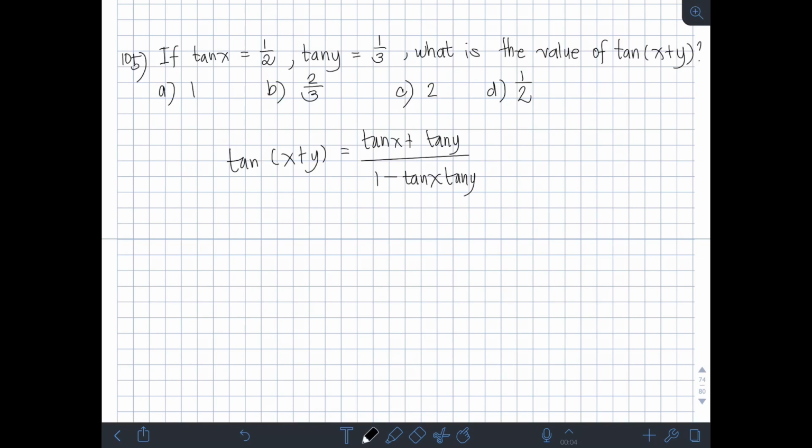So, given tayo ng tan X saka tan Y, substitute lang natin dito. So, tan X is 1/2 plus tan Y is 1/3, all over 1 minus tan X 1/2 times tan Y 1/3. So, using calculator, simplify natin itong expression. Ang final answer is 1. So, therefore, the answer is letter A.